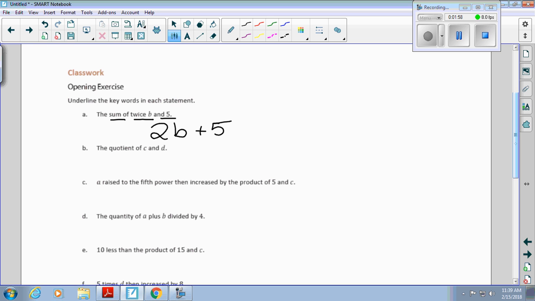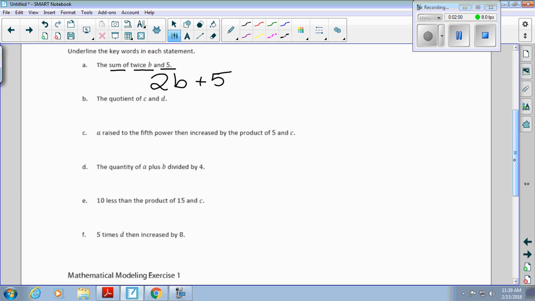All right. The next one, the quotient of C and D. What's the key word there? Quotient. So let's underline that. So we have the quotient of two things. So quotient means what operation? Division. Very good.